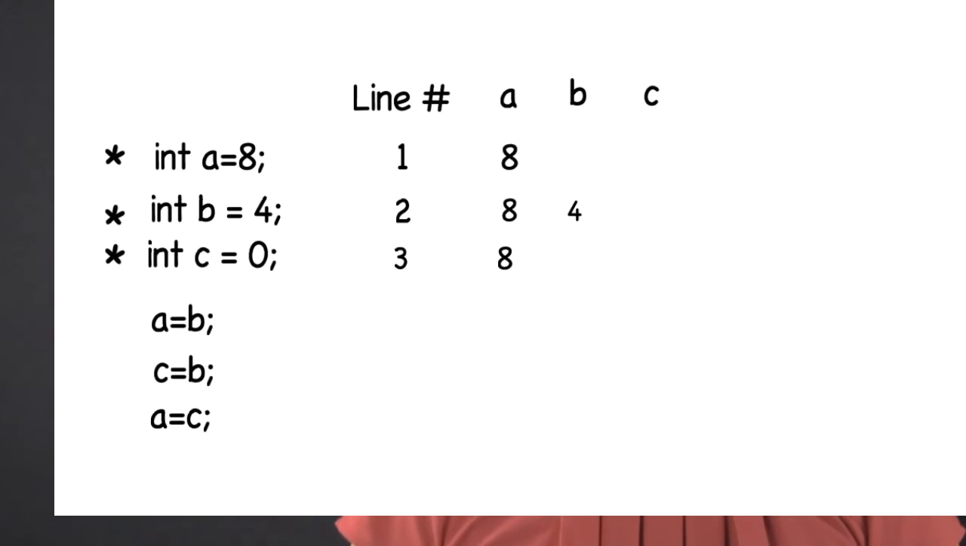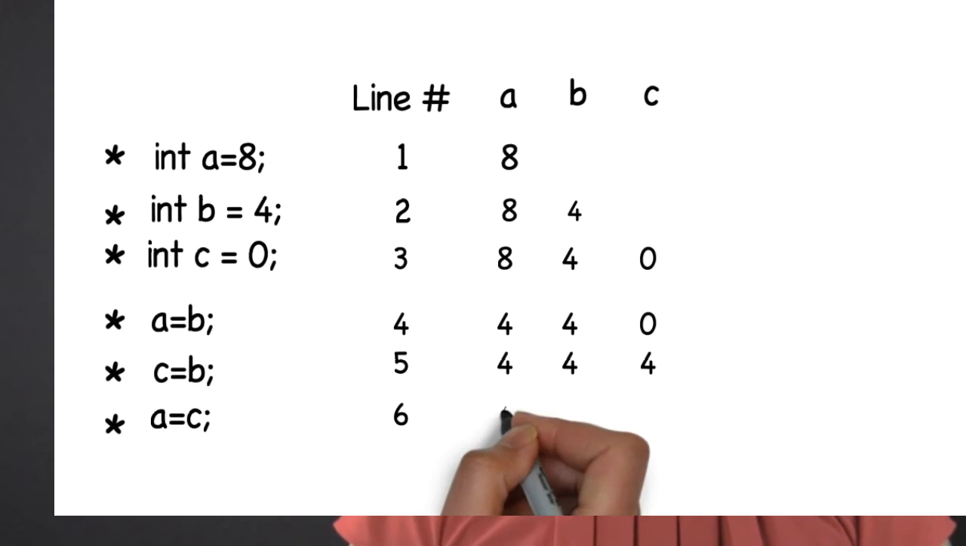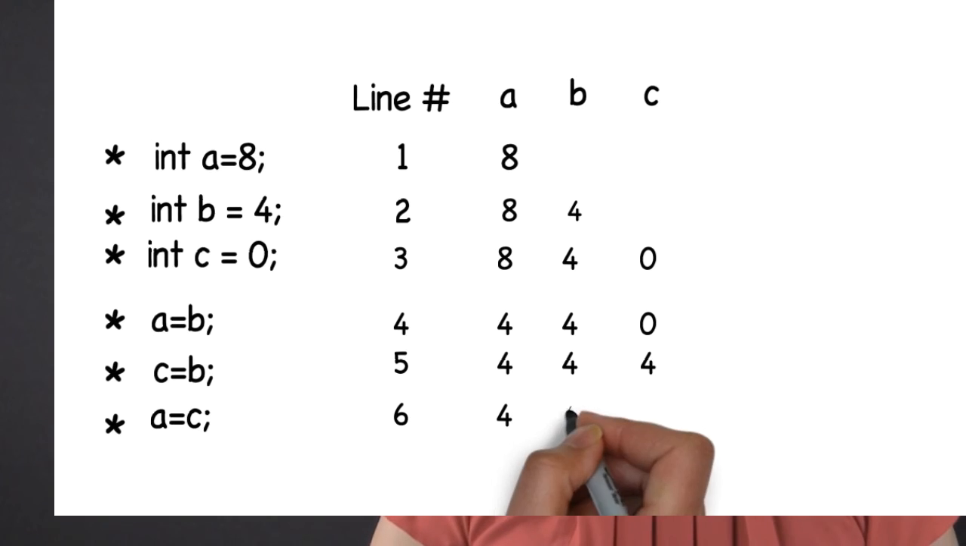After the second line, the value of a is 8 and the value of b is 4. After the third line, the value of a is 8, the value of b is 4, and the value of c is 0. The fourth line is where things start to get interesting. After the fourth line, the value of a is 4, the value of b is 4, and the value of c is 0. After the fifth line, the value of a is 4, the value of b is 4, and the value of c is 4. After the sixth line, nothing changes. a is 4, b is 4, and c is 4.